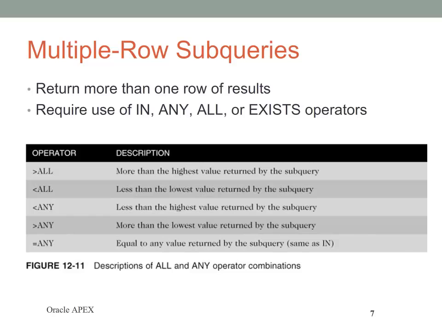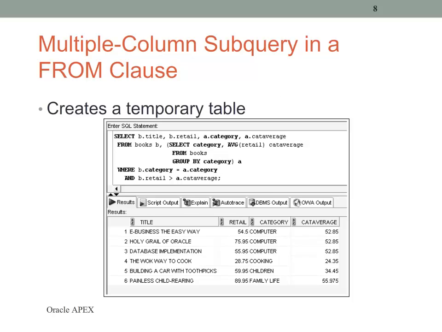What about a multiple column subquery? Let's look at that next. A multiple column subquery in a from clause creates a temporary table. Similar to a multi-row subquery, we now move forward with the multiple column subqueries. When a multiple column subquery is used for an outer query's from clause, it creates a temporary table that can be referenced by other clauses of the outer query.